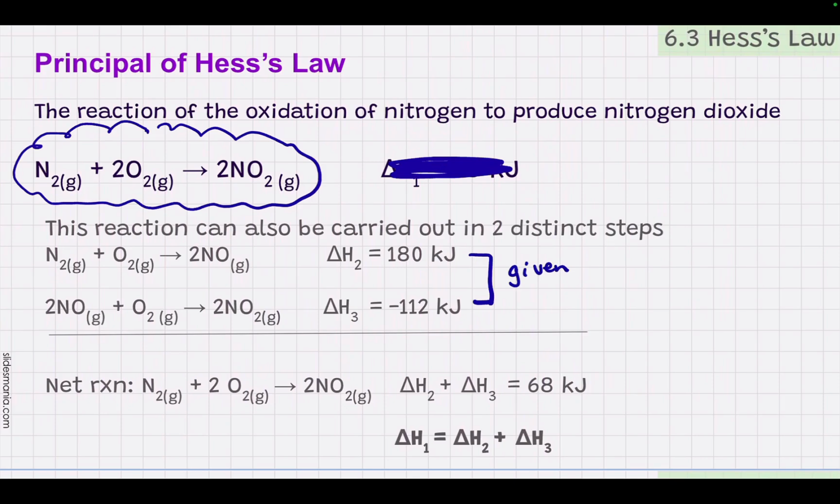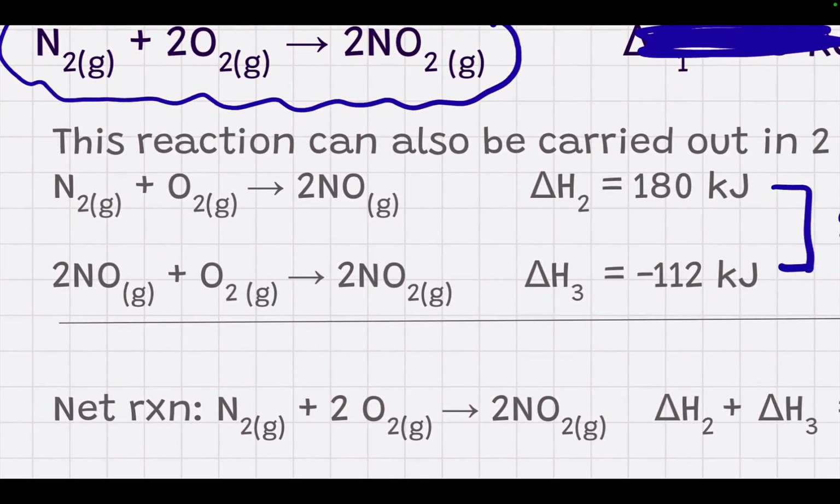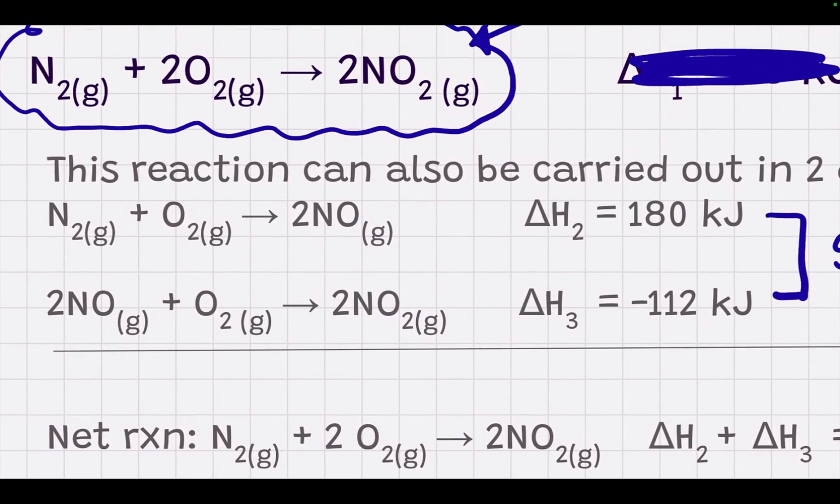So, for some reason, I may be unable to do this reaction and get good data from my calorimeter, but I do know for sure that if I react nitrogen and oxygen and I get nitrogen monoxide, it's 180 kilojoules of energy absorbed. And then if I take that nitrogen monoxide, react it further with oxygen, and form nitrogen dioxide, then it's exothermic. So what we can do is similar to redox, where we would cancel out like terms and get our electrons equal on both sides of the arrow. We can do the same thing with substances in a reaction.